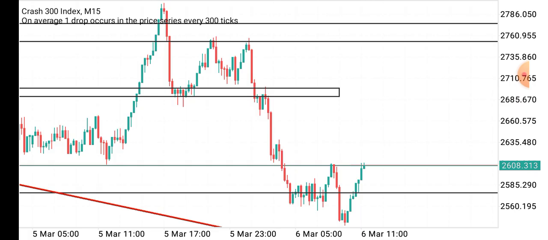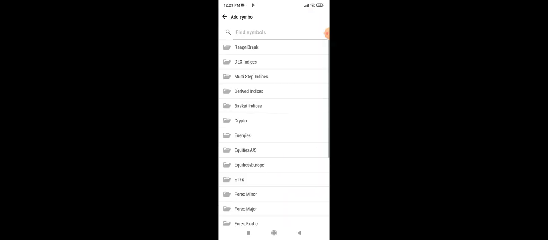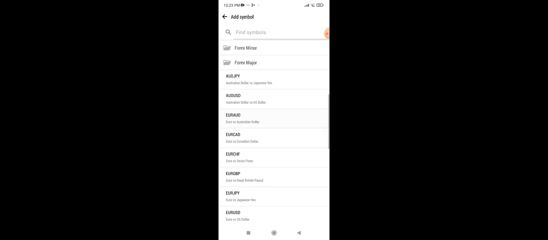So I'll go to my quotes. I have to flip this phone to keep it in portrait mode. So I'll go to my quotes and add a currency pair. Oh, sorry, I have to click on this plus sign. Then I go to Forex Major. Let me choose EURUSD. EURUSD is okay. Okay, it's added, and let's go to the chart and see what we have there.